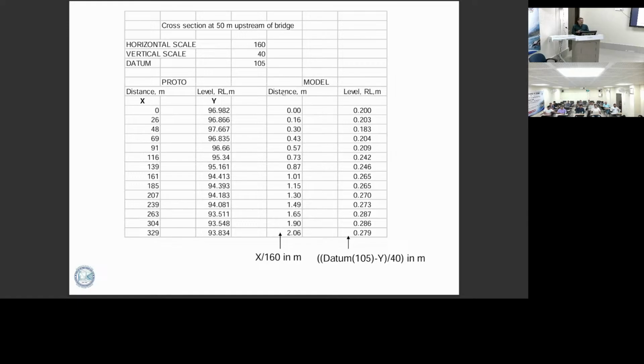Then the level here. Say 96.9 is the bed level and 105 is your datum, right? 105 minus 96.9. This is the bed. So what will be the difference? Divided by your vertical scale of 40 and multiplied by 100, you will get it in centimeters, 0.2 meter. It means 0.2 meter is below the datum line. Right? Could you understand this one?